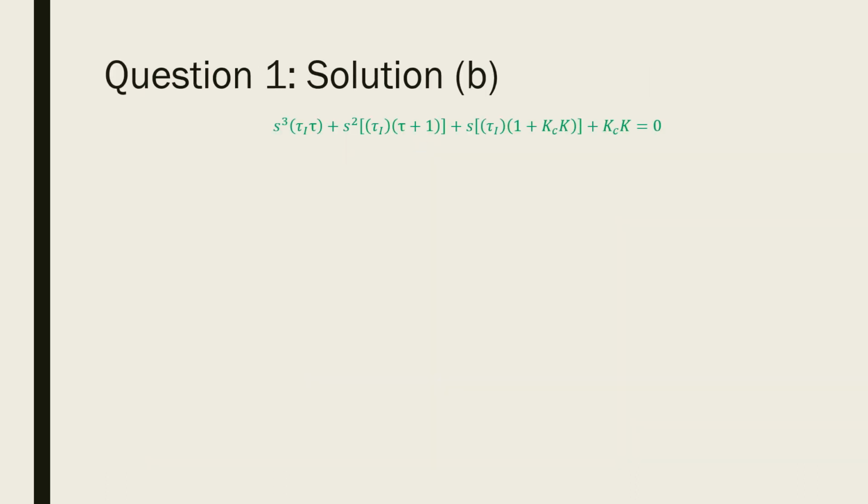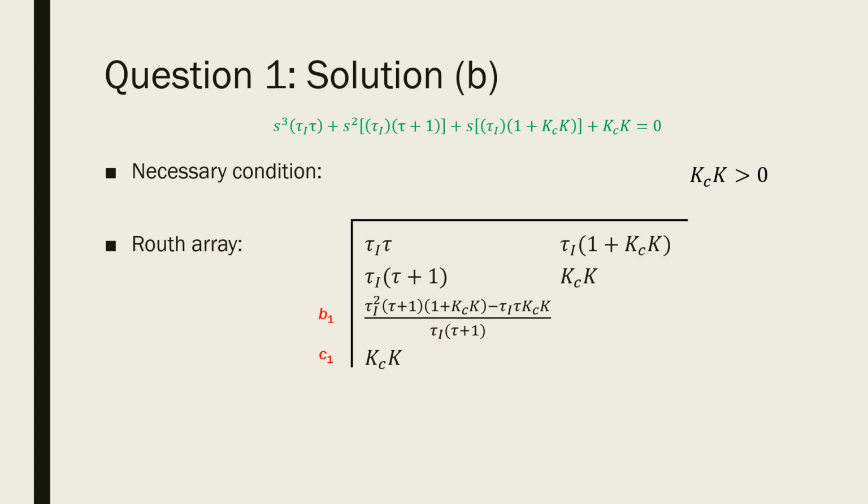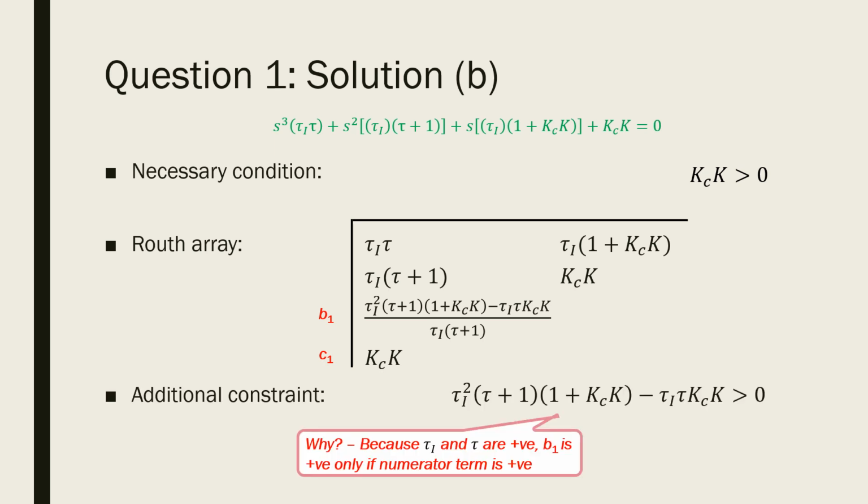Applying the stability criterion to the characteristic equation in green, the necessary condition says that Kc times K must be a positive value. In order to employ the sufficient condition, we draw the root array as shown. The b1 and c1 terms in this case need to be positive quantities. The positive enforcement on c1 is already taken care of by the necessary condition, so we focus on the positive enforcement on b1. Additionally, we note that the numerator term of this b1 must be positive since the denominator contains only tau_I and tau terms, which we know to both be positive.